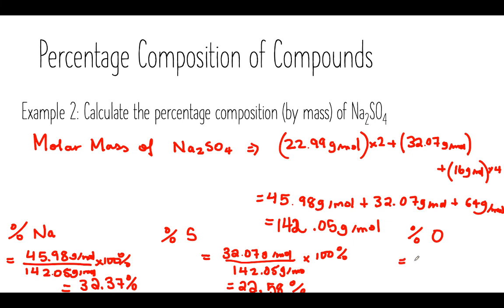And lastly, for oxygen, I have 64 grams per mole divided by 142.05 grams per mole times 100%. 64 divided by 142.05 times 100 will give me 45%. Okay, so there it is. That is how you would find the percentage composition for all of the elements in Na2SO4.